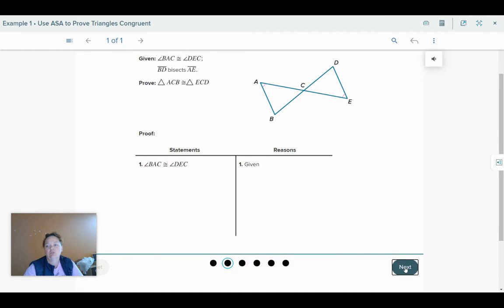So the first thing we want to do is write down the given information. So we write down that angle BAC is congruent to angle DEC. Then we write down that BD bisects AE, because that is also given to us. And we write down that AC is congruent to EC, because that's what a bisector does. The definition of a segment bisector tells us that AC has to be congruent to CE.